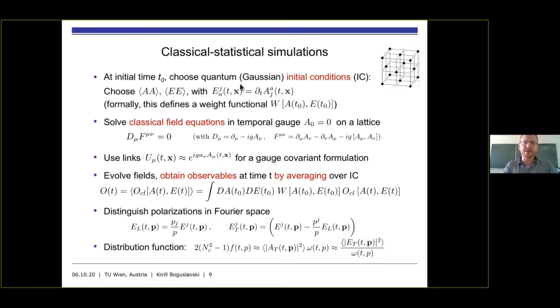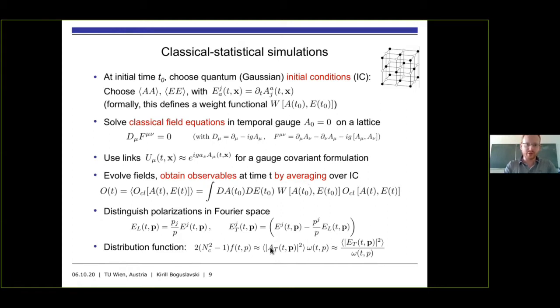In order to set up the initial conditions, you choose, for instance, correlation functions of A fields or E fields. Then, in order to get the dynamics, you solve the classical equations of motion in temporal gauge on a lattice, in a gauge covariant formulation with link variables. To obtain observables, you average over your initial conditions, which looks formal in this way, but basically you just evolve those different fields. You compute your observable, which is often a correlation function of those fields at the time that you're interested in, and you average over those different ensembles.